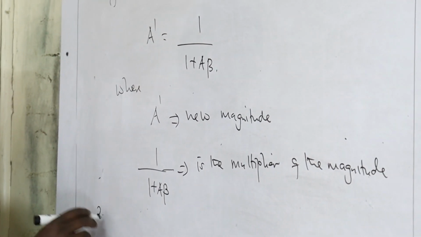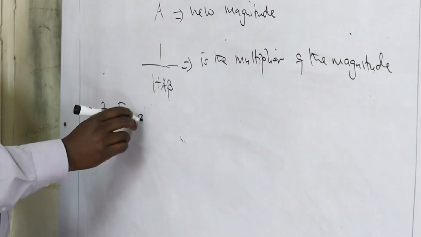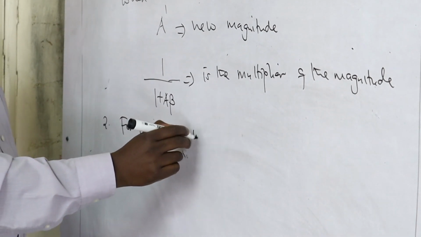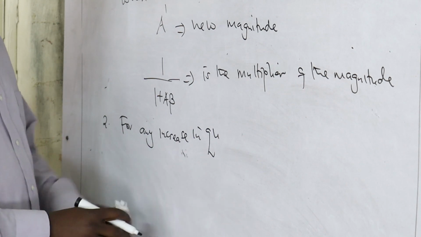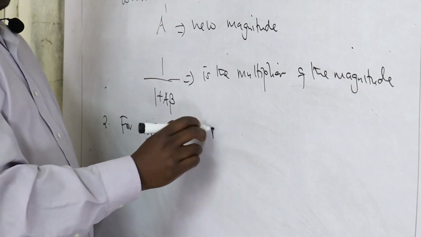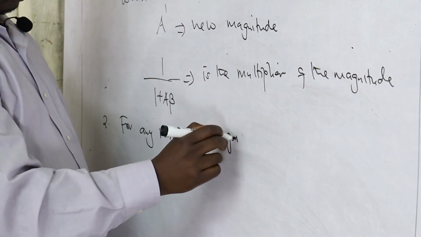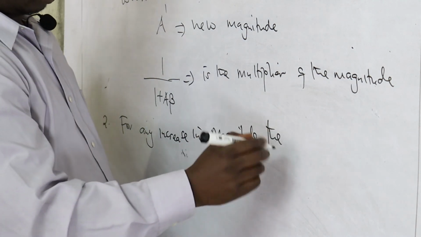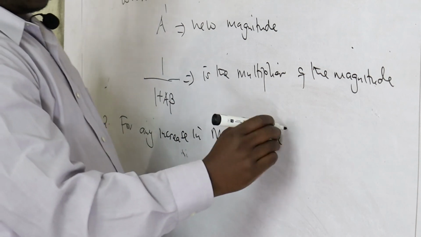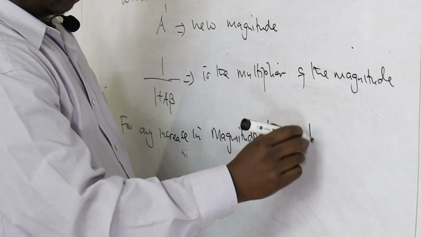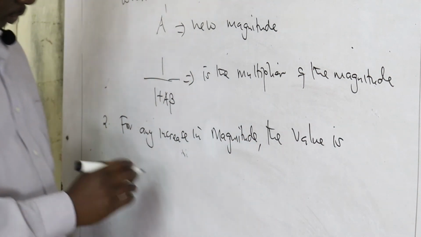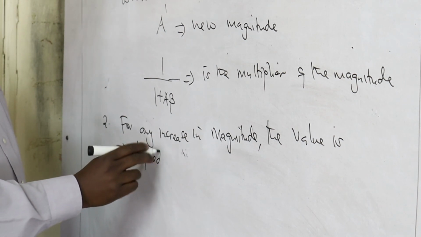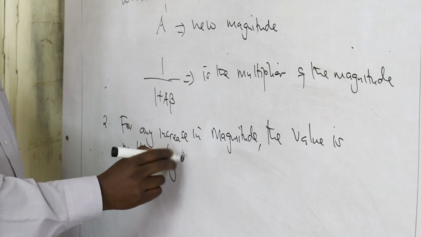And number 2, for any increase in magnitude, the value is multiplied by a factor.